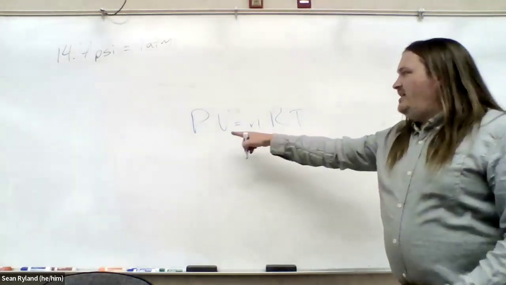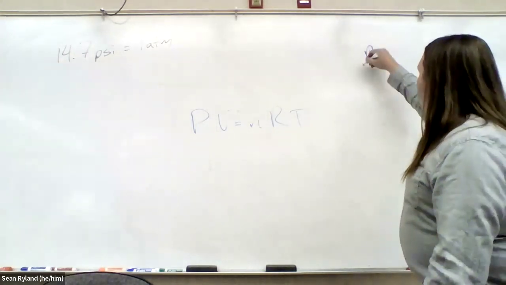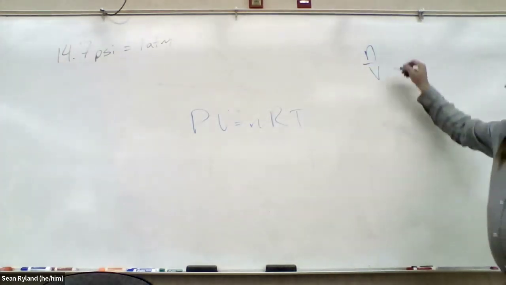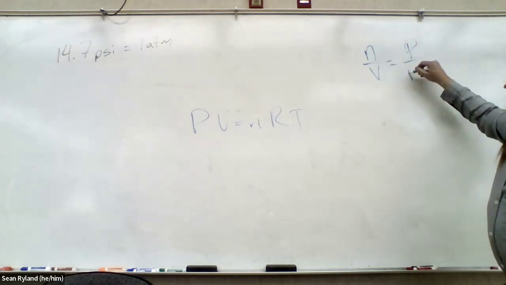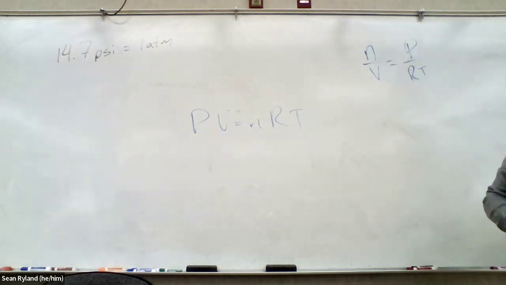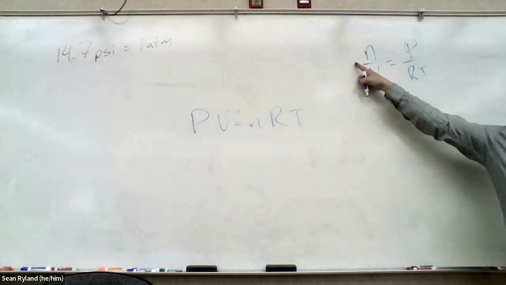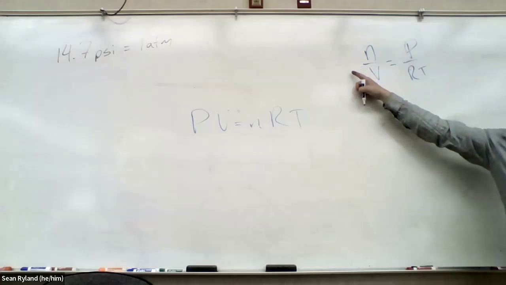If we rearrange this, we can solve for n over V, which is our definition of molarity, right? n over V is equal to pressure over RT, which, okay, I just did some algebra. How useful is that? Well, we already have some experience though using densities and molarities as conversions, right?